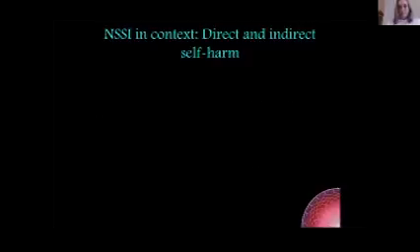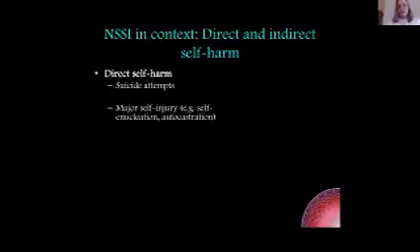All right, so in terms of how we think about it in context, it's really useful, I think, to understand that self-harm, as all of us know, can run the gamut from very low lethal behaviors to much higher lethal behaviors, and non-suicidal self-injury is just in there. So we tend to think of this continuum of direct and indirect self-harm. Direct self-harm would be things like suicide attempt and major self-injury, which is not something I'm going to be talking a lot about today, but is part of the continuum.